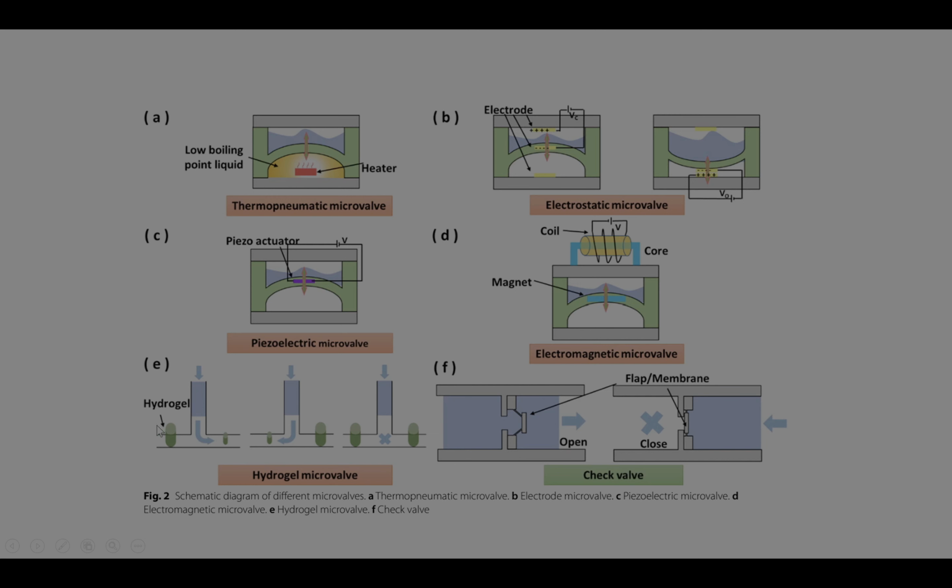Then another one is the hydrogel. So a bigger hydrogel will block the fluid and not allow it to flow. Then another one is the hydrogel which is small, that will allow flow easily. Then the check valve, so here the open and closed form will be there. The flat membrane is used for that.